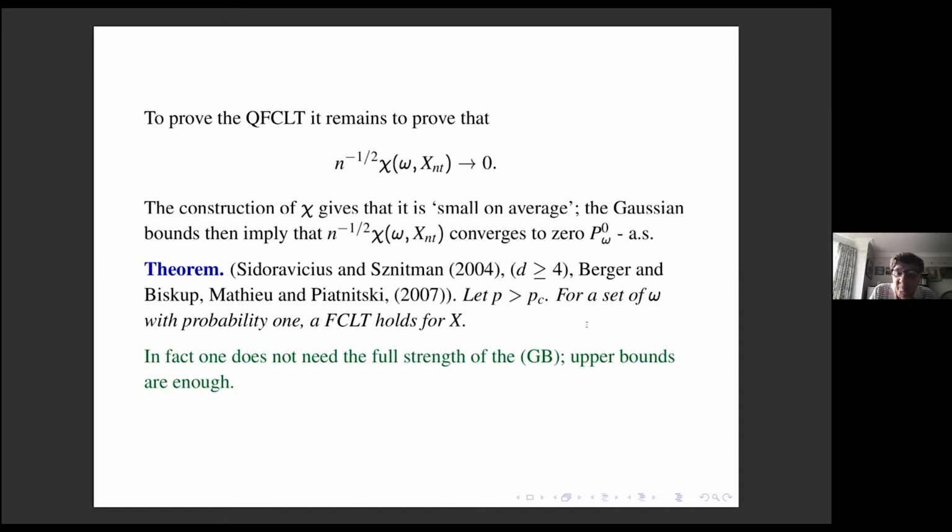And for a set of omega, we have the quenched functional central limit theorem. So for a set of omega which has probability one, a functional central limit theorem holds for X. And I should mention that one doesn't need the full strength of the Gaussian bound. We just need the Gaussian upper bound in order to smooth out the distribution of the process X.